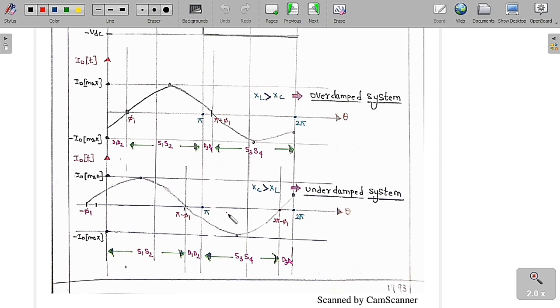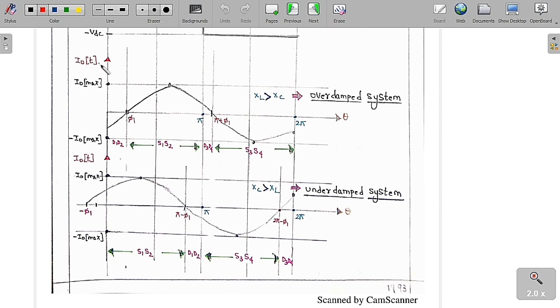Similarly, from pi to 2 pi minus phi 1, the output voltage is negative and the output current is also negative. When both are negative, S3, S4 are conducting. Whereas from 2 pi minus phi 1 to 2 pi, the output voltage is negative and the output current is positive. If that is the case, then D3, D4 are conducting. This is the thing that I have already told you in the previous ones.